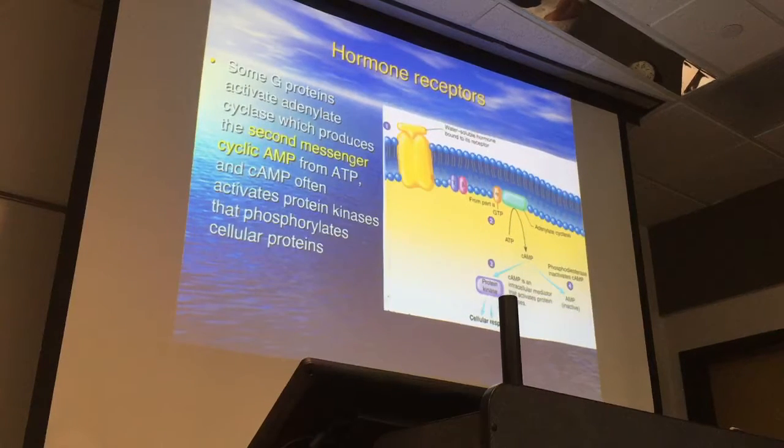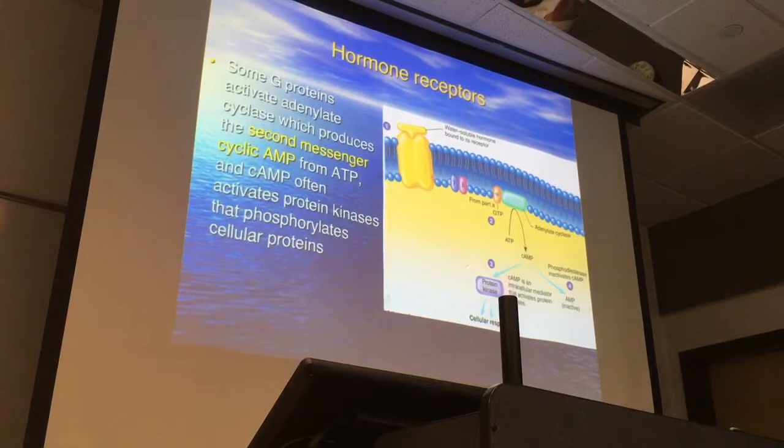Now you can't have one cell have cyclic AMP respond to two or more things, because you've got to use a different one. If a cell is going to respond to multiple hormones, and there are some cells that do, you've got to have different second messengers for those hormones. Oftentimes, it is cyclic AMP. The cyclic AMP is just a messenger. It doesn't produce the response directly.